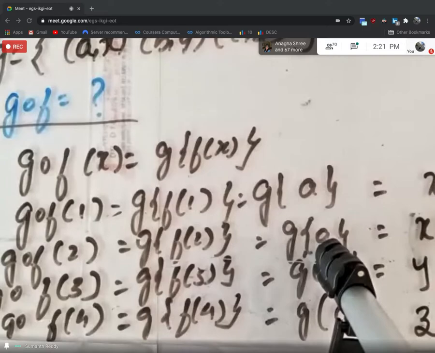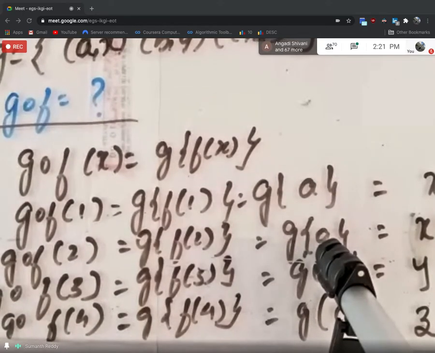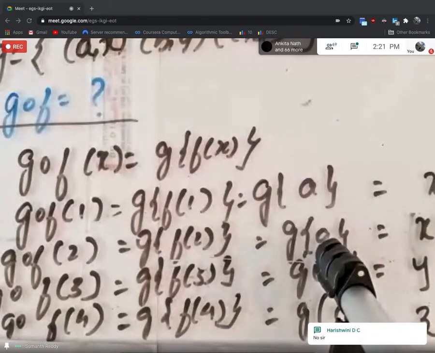Correct, right? So is there any doubt in this problem, students? I think it's very easy for you. Usually in the exam, these kinds of questions they will ask. Okay, very good. Now I will take one more question.